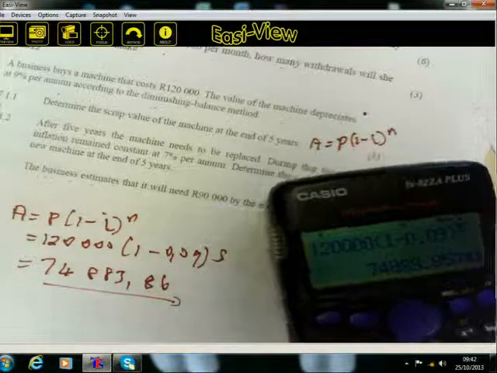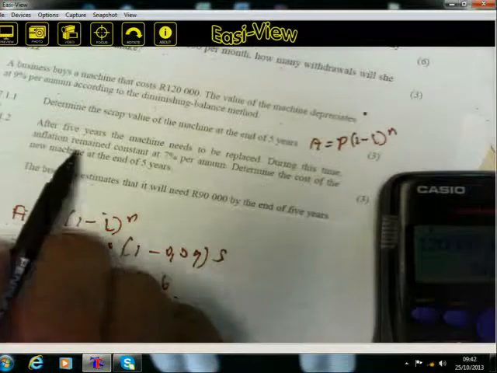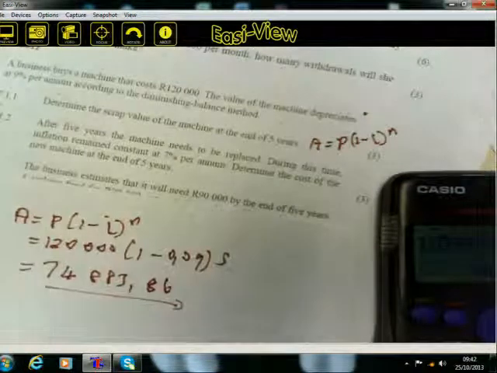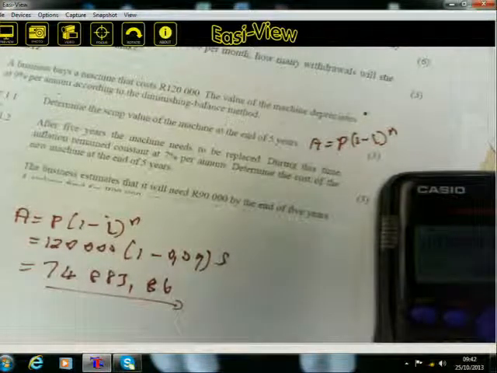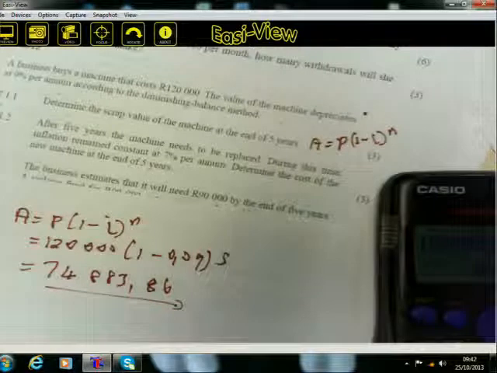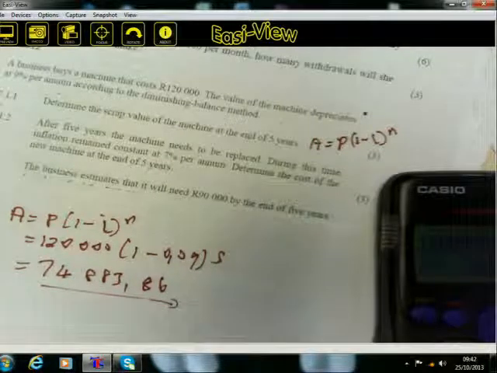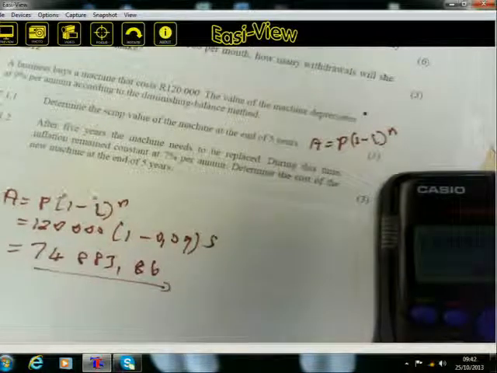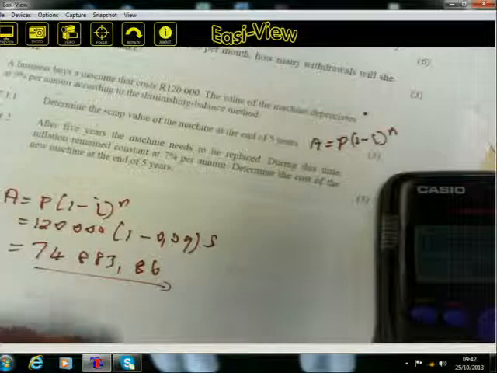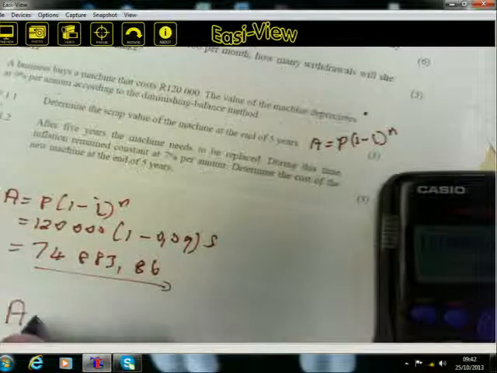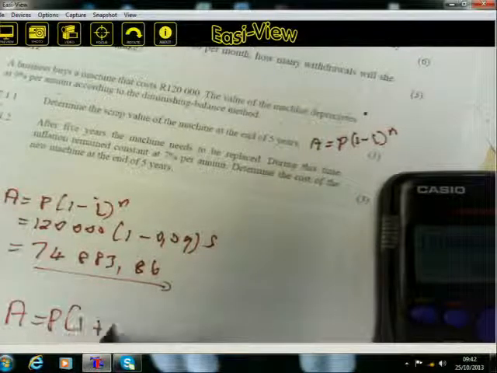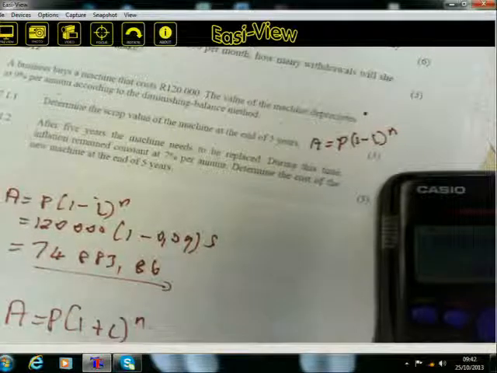Okay, right. And then from this one, they said after 5 years, the machine needs to be replaced. During this time, inflation remained constant at 7% per annum. Determine the cost of the new machine at the end of 5 years. Now, like I said, if you buy a car now, you can expect that the same car in 5 years' time will still cost the same amount. Of course, it will increase. That is why here we take the same formula, AC equals to P, but this time we use a plus, right?